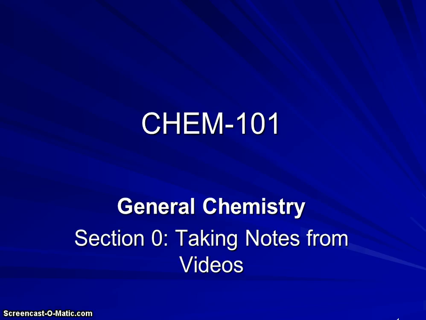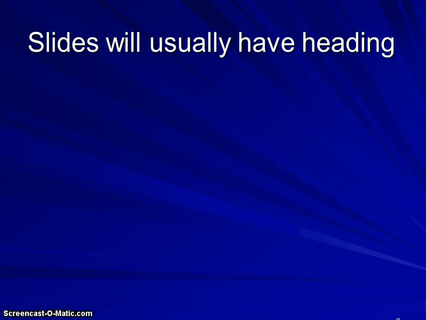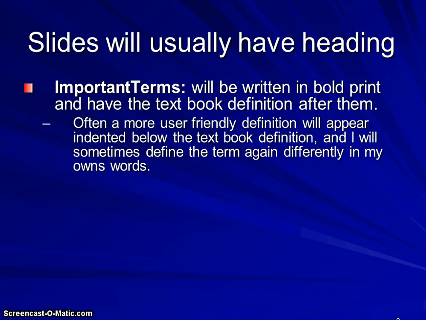Most of the time when you're looking at one of the slides I make for this course, the slide will have a heading. And then quite often a slide will involve defining important terms. The important terms will be written in bold print, and we'll have usually the textbook definition immediately after. Sometimes a more user-friendly definition will be beneath that as a subheading. Or sometimes I'll have a side note there that explains some part of the definition. And then quite often, in addition to all of that, I will give a definition in my own words out loud.